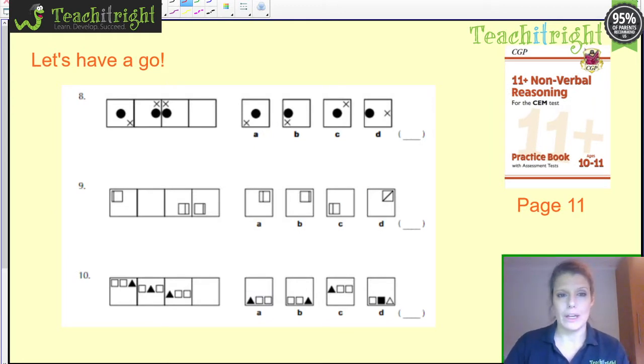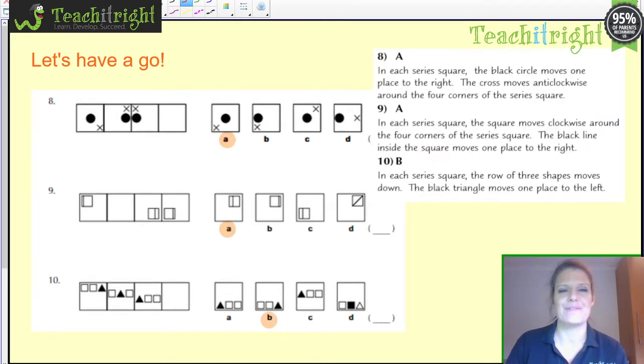Let's have a quick go to give us a chance to practice. Pause the video and have a go at these 3 questions, thinking about patterns and perhaps drawing the pattern in the empty square. All right, how did we do?